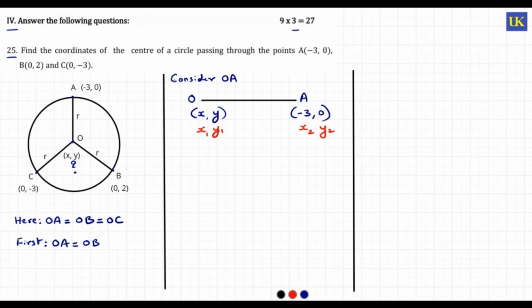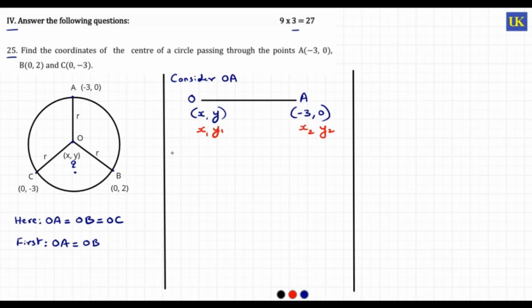Now first I have taken OA. So this line O and A. O we have taken as x comma y. We have to find out x and y, so I have taken x and y for time being, and A coordinate we know, it is minus 3 comma 0. Let us take this one as x1 y1 and these coordinates as x2 y2, and using the distance formula, we will find the distance of OA.